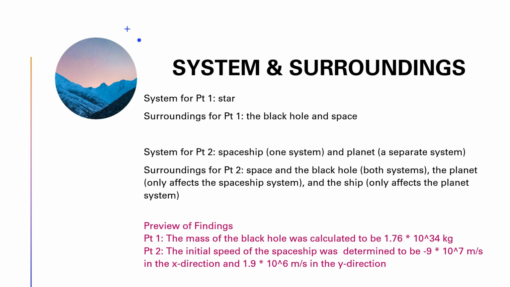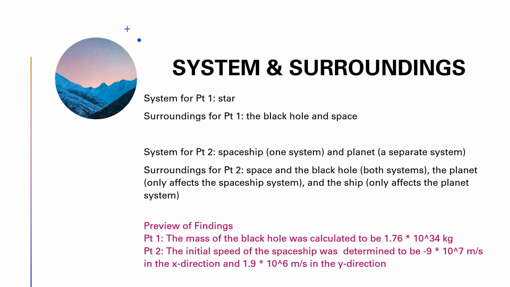So, system and surroundings. The system for part 1 is just the star, and the surroundings for part 1 are the black hole and space. That means the black hole is exerting forces onto the star, thus the surroundings are affecting the system. For part 2, we have the spaceship being one system, and the planet being a separate system. We calculate forces on both of those. So the surroundings for part 2 are space and the black hole for both of the systems, then the planet, which only affects the spaceship system, and the ship, which only affects the planet system.